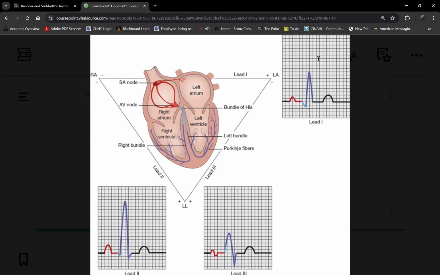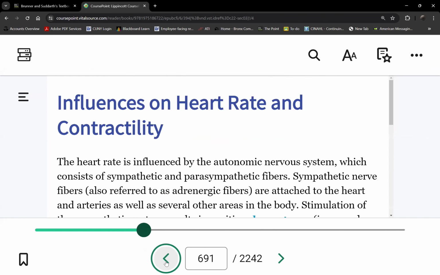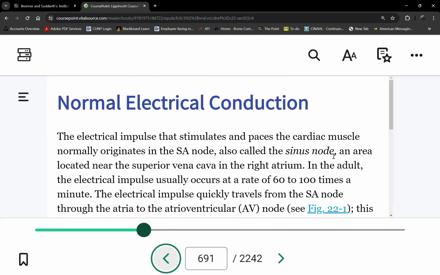So again, what makes the heart organ unique from the rest of the body? It can generate its own electrical impulse, unlike other muscles. So let's take skeletal muscles, your arms, your biceps.